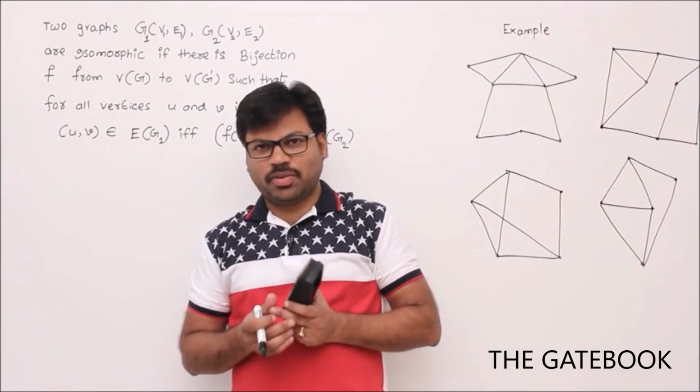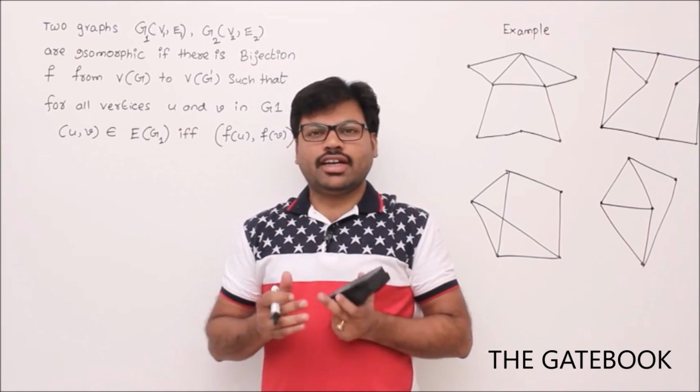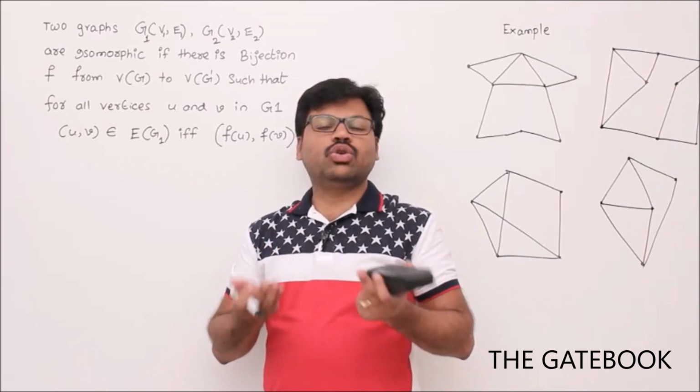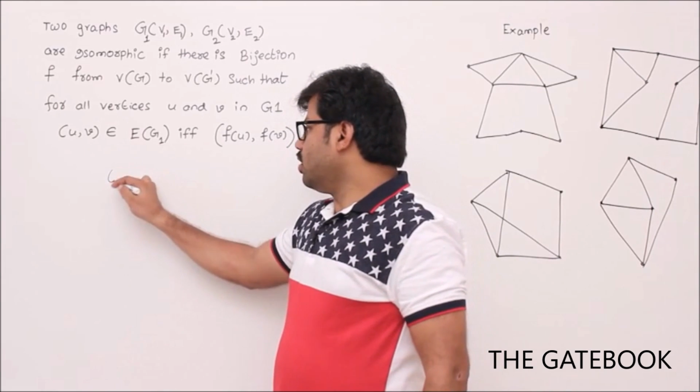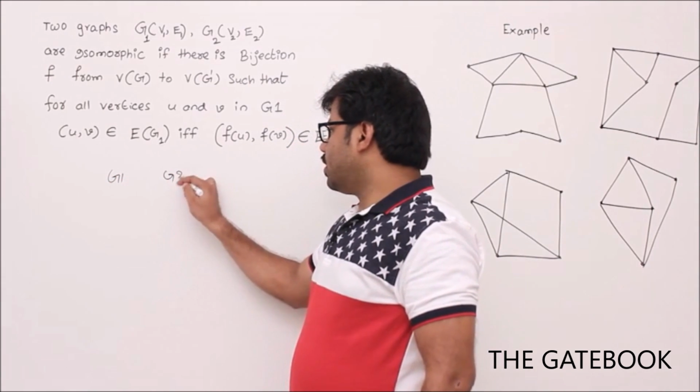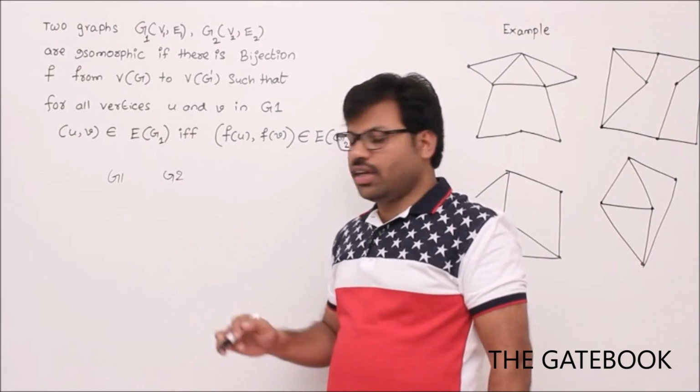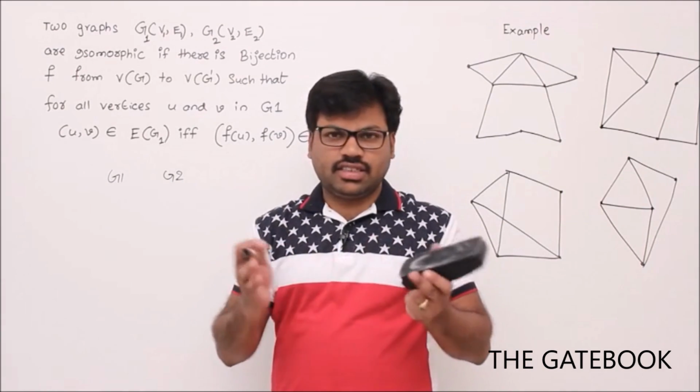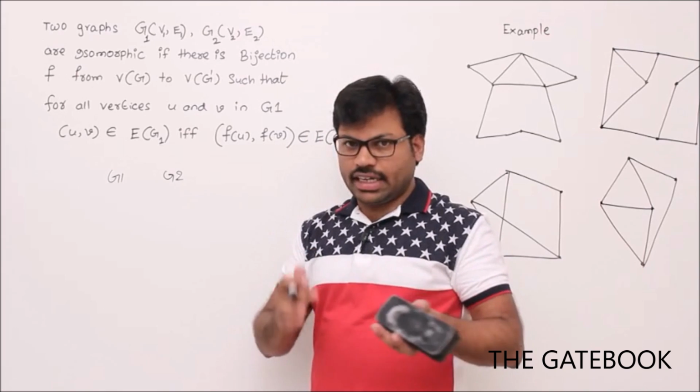Let's talk about a concept called isomorphism. So isomorphism is about two graphs, G1 and G2, let's say, and we say that two graphs are isomorphic if they have the same adjacency. Adjacency means connectivity.